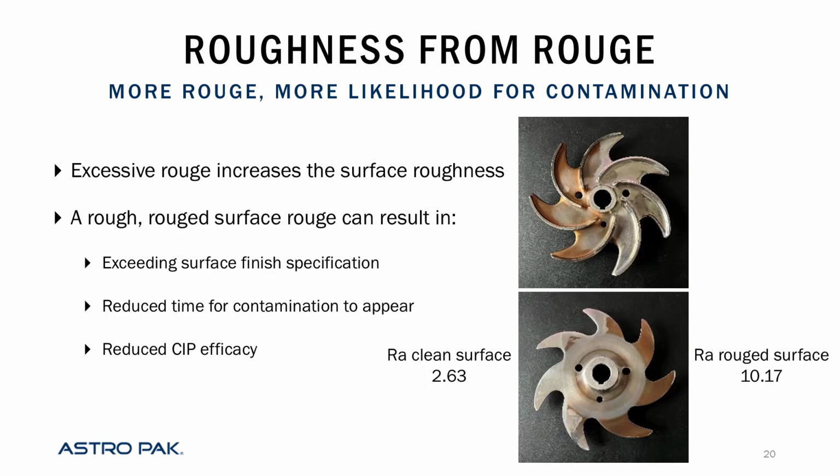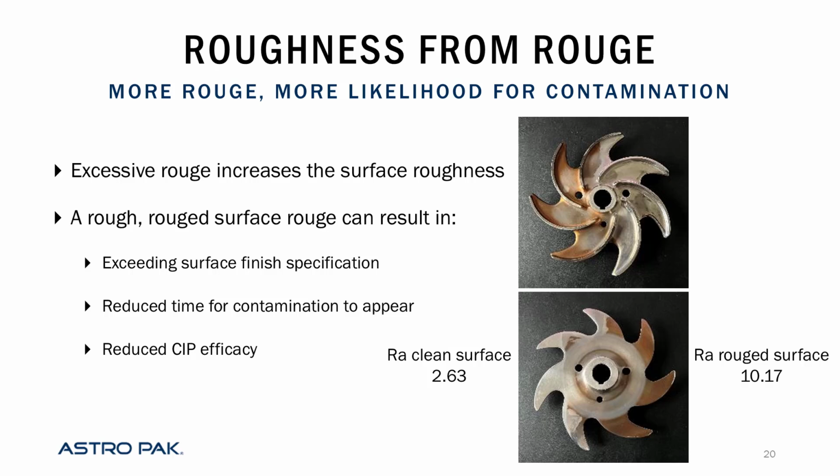So both of these are still well within 32, but we did quadruple the roughness, going from 2.6 to 10. So excessive rouge can increase our roughness, and a rouge surface can result in exceeding your surface finish spec, which of course has not happened here, but definitely reduces the time for contamination to appear and remain on that surface. We have probably validated our cleaning to something with a 2.6 Ra, or just our clean Ra.